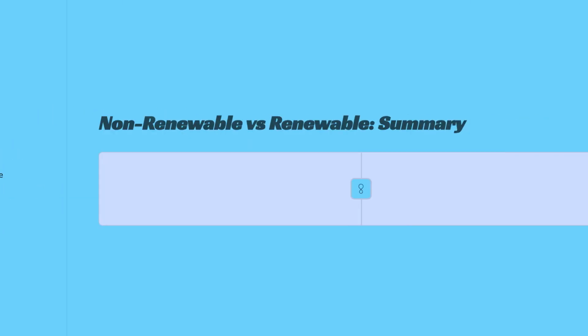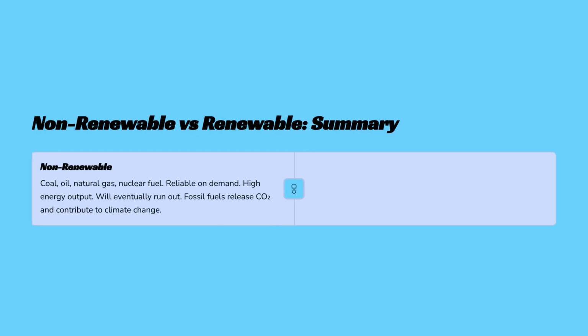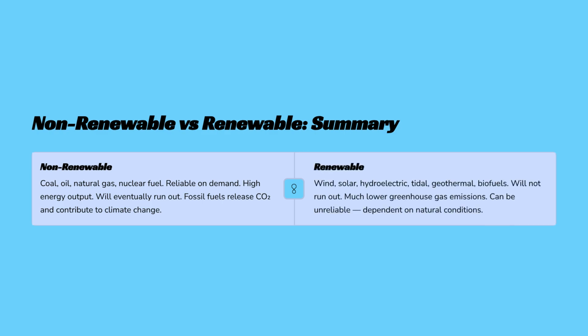vital considerations. To summarize, non-renewables like fossil fuels and nuclear are highly reliable and offer high energy output, but they have finite supplies or environmental costs. Renewables are sustainable and cleaner, though they are often dependent on natural, variable conditions.